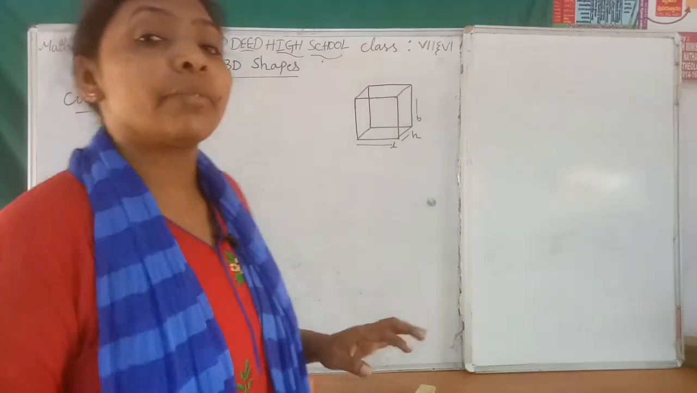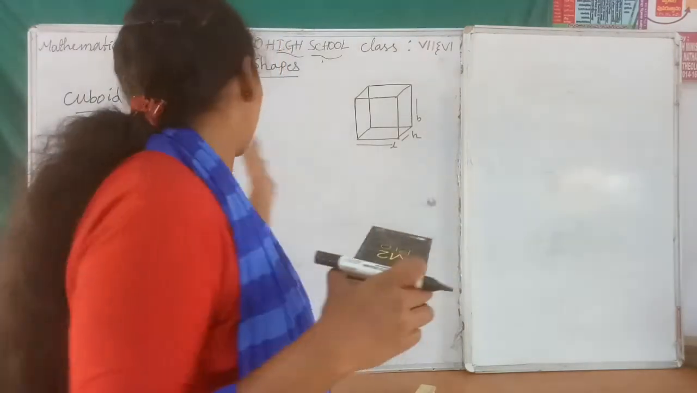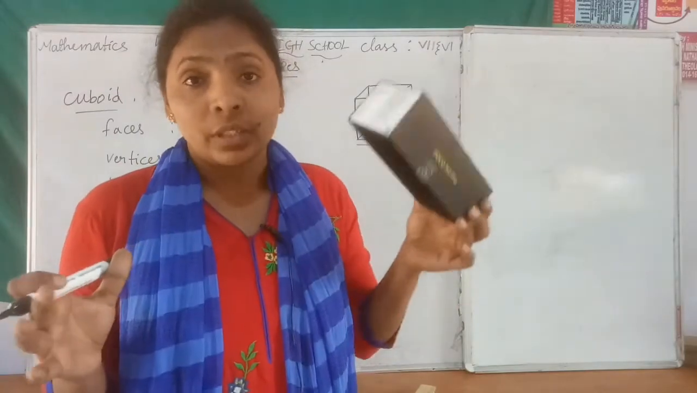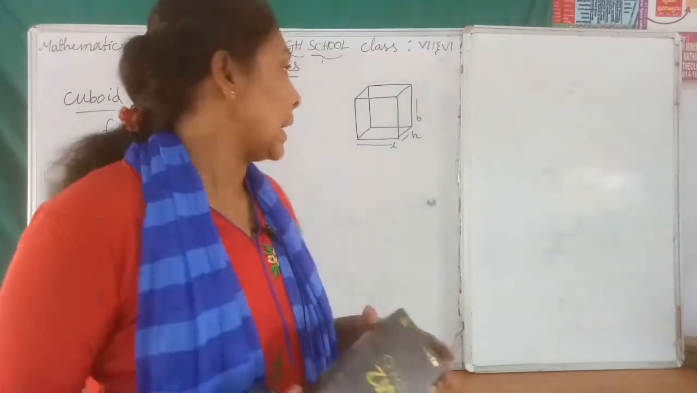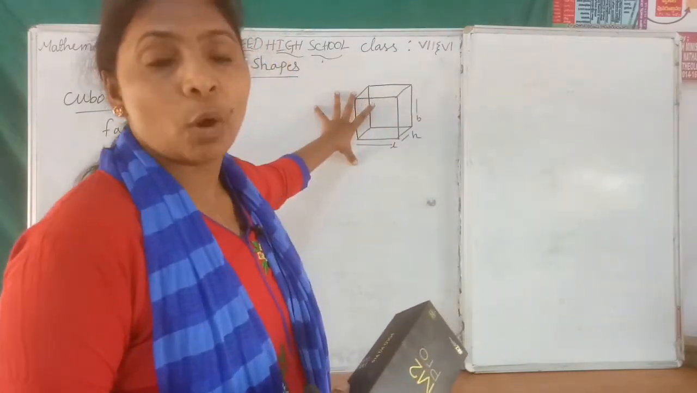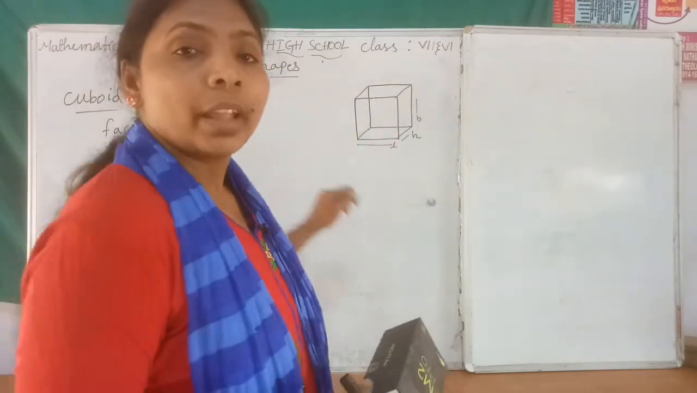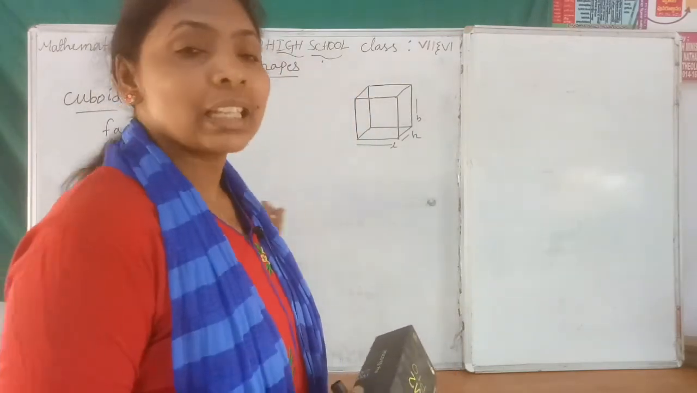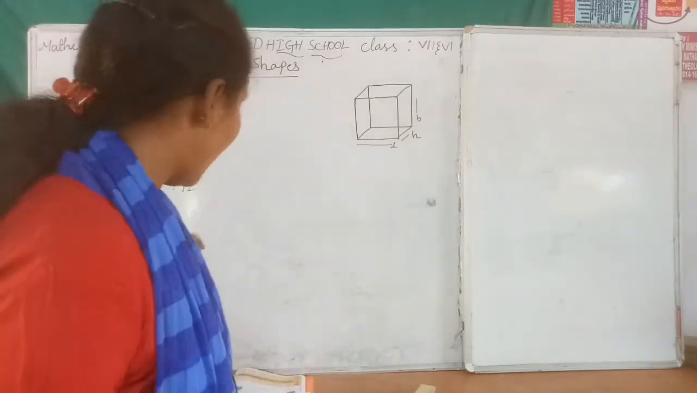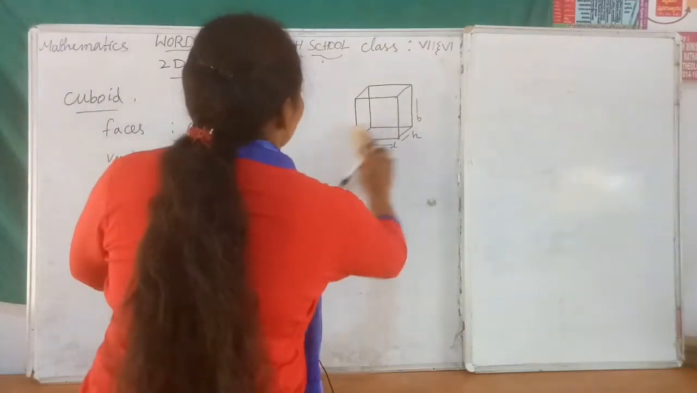How can we count faces, edges or vertices? Just now we have discussed, children. So this is the cube. How many faces do we have? 6 faces, 8 vertices, 12 edges. Next, we have the other shapes, children.